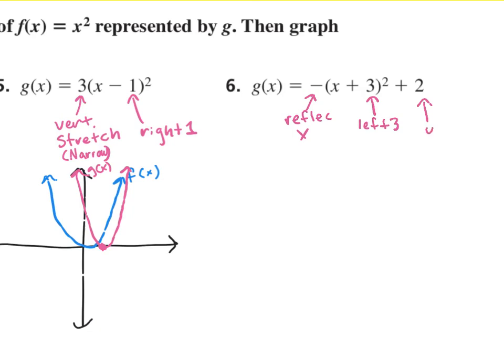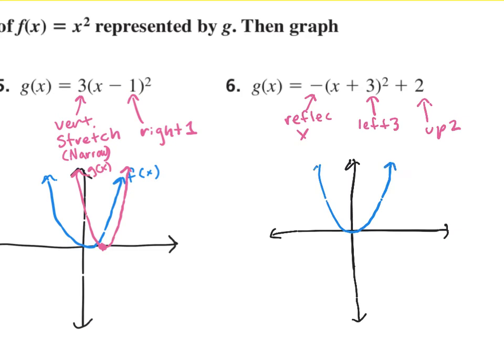So now we graph it. We have our f of x there. We have a reflection, which means we're going to flip it upside down. Then we move it to the left 3 and up 2. So our new vertex is going to be right there, and then we just flip it upside down. So this is our g of x.